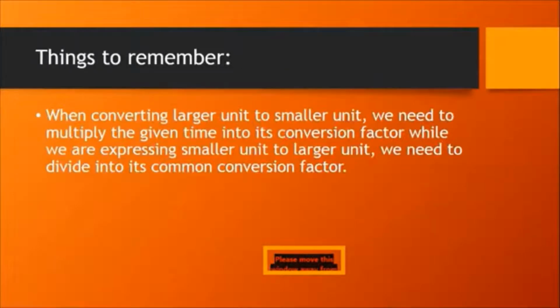So here are the things that we need to remember. When converting a larger unit to a smaller unit, we need to multiply the given time by its conversion factor. While expressing a smaller unit as a larger unit, we need to divide by the conversion factor. So always remember that when we convert a larger unit to a smaller unit, we do multiplication. And when we convert a smaller unit to a larger unit, we do division. So larger to smaller, multiply; smaller to larger, divide.